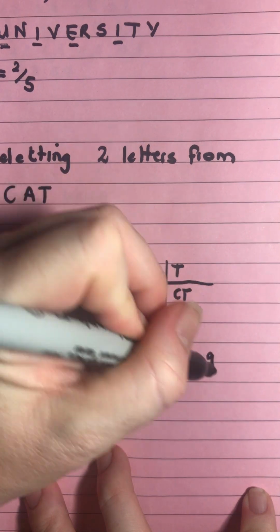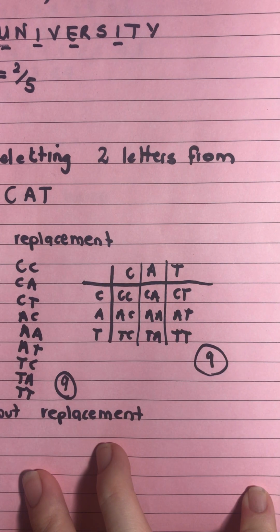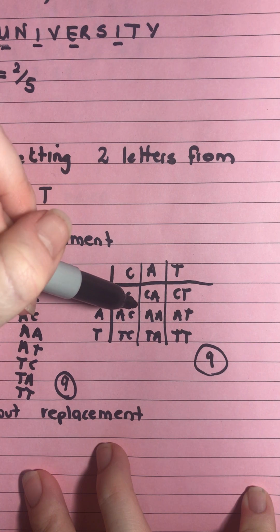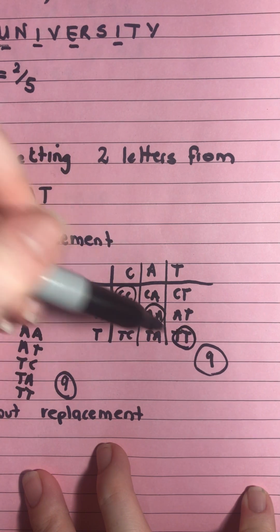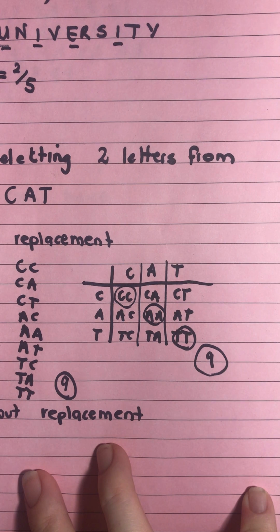So you can see in that table we've got the 9 outcomes there. So if we were asked something like what's the probability of getting 2 letters the same, we would look at our table and we go 1, 2, 3. The probability of that would be 3 over 9, which we would then simplify to 1 over 3.